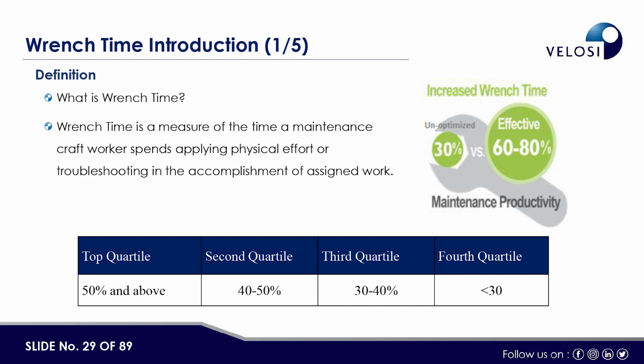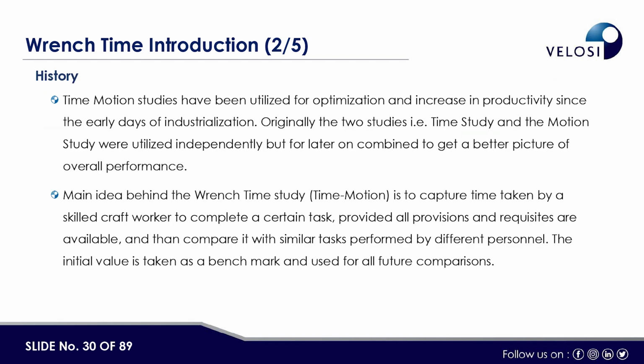And in engineering houses, we have a challenge: can we maintain effective time up to 80% or up to 70%? Right? So this is a challenge for us. Historically, time and motion studies have been utilized for optimization and increase in productivity since the early days of industrialization. Originally, the time study and the motion study were utilized independently, but later on they were combined to get a better picture of the overall performance.